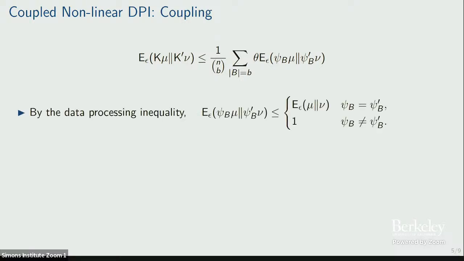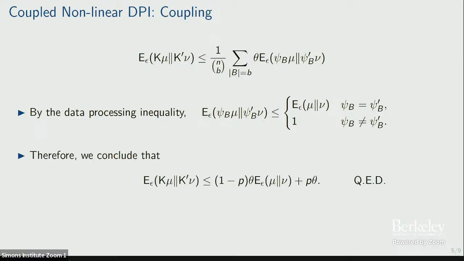The way we are going to do it is very simple. If psi b is equal to psi prime b, which means you are not using the different data point in x and x prime, then we bound it using the data processing inequality, the regular version that we teach in information theory. So it's going to be less or equal than E gamma of mu and nu. But if they are different, which happens when you take the data point that is different, we are going to put a one. I'm going to come back to that in a minute.